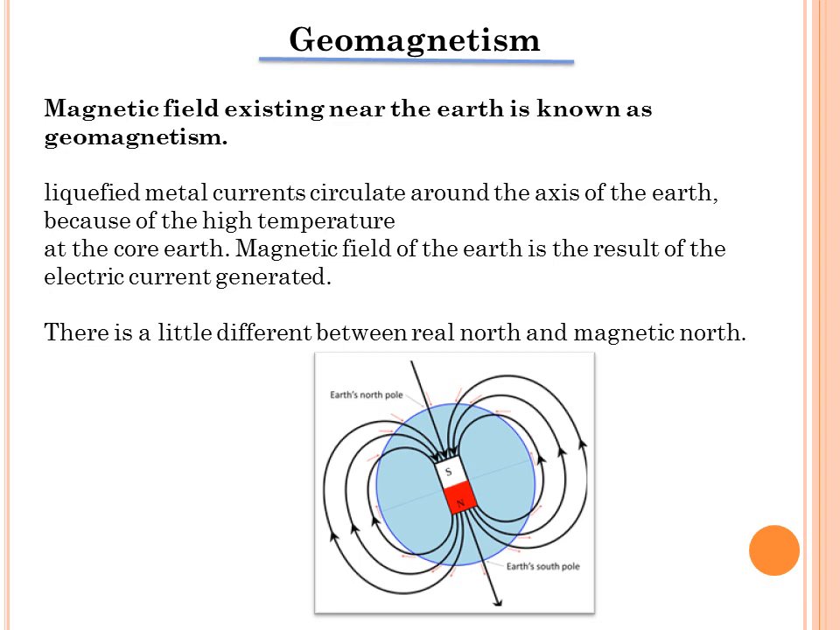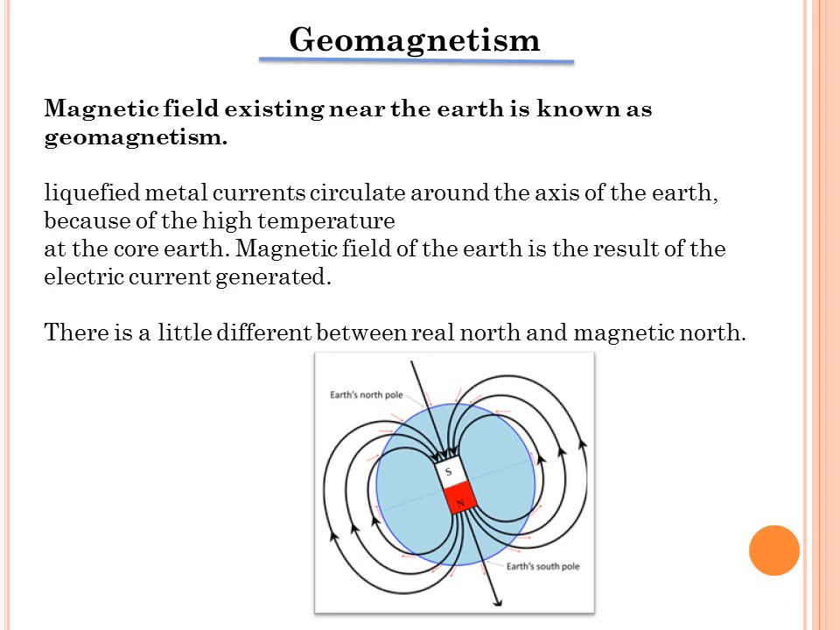Then let's talk about geomagnetism. You know that the north-south directions of the earth can be identified using a compass. When a compass is kept horizontally near the surface of the earth, its needle turns along the north and south directions. The magnetic field that exists near the earth is known as geomagnetism.